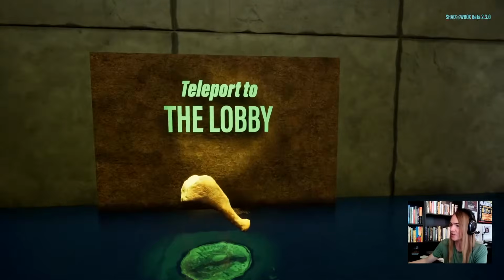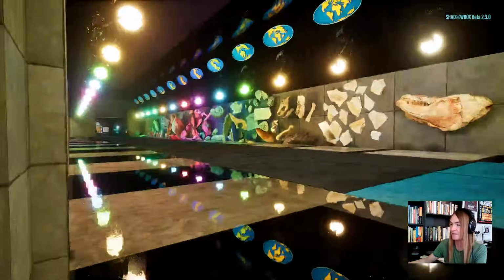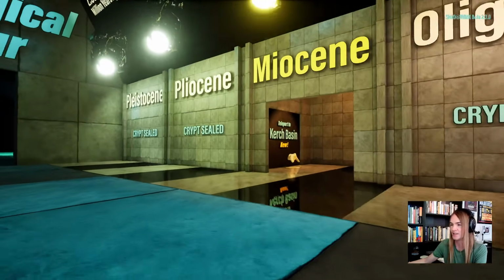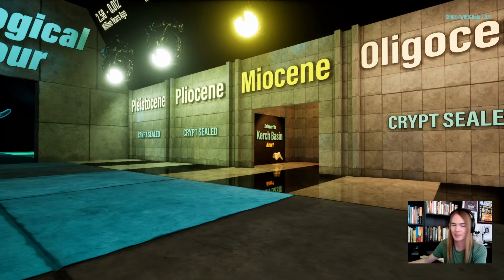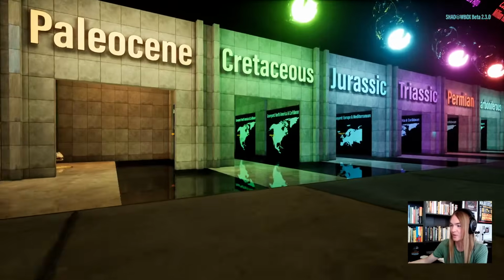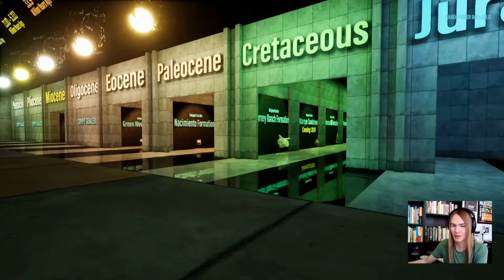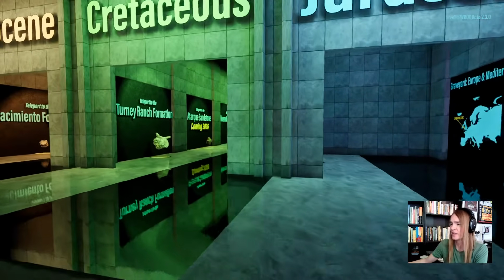So all of these things are now available for players to enjoy in SHADOWBOX. Again, this is a free virtual museum. All you need is a Windows PC to play. You will not be charged for it. If you're playing this and someone else has charged you money for it, that is totally unauthorized. Please reach out to me at ptpaleo@proton.me and let me know about that.